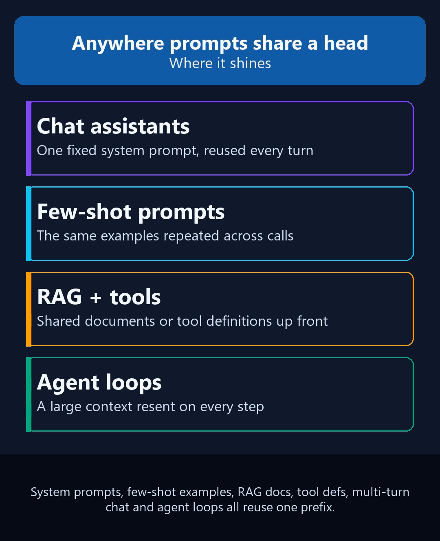Where does this shine? Anywhere requests share a long, stable head. Chat assistants with a fixed system prompt. Few shot prompts that repeat the same examples. Retrieval apps that prepend the same documents or tool definitions. Multi-turn conversations, where each turn reuses the whole history. Agent loops that resend a large context every step. In all of these, the shared prefix is paid for once and reused many times.